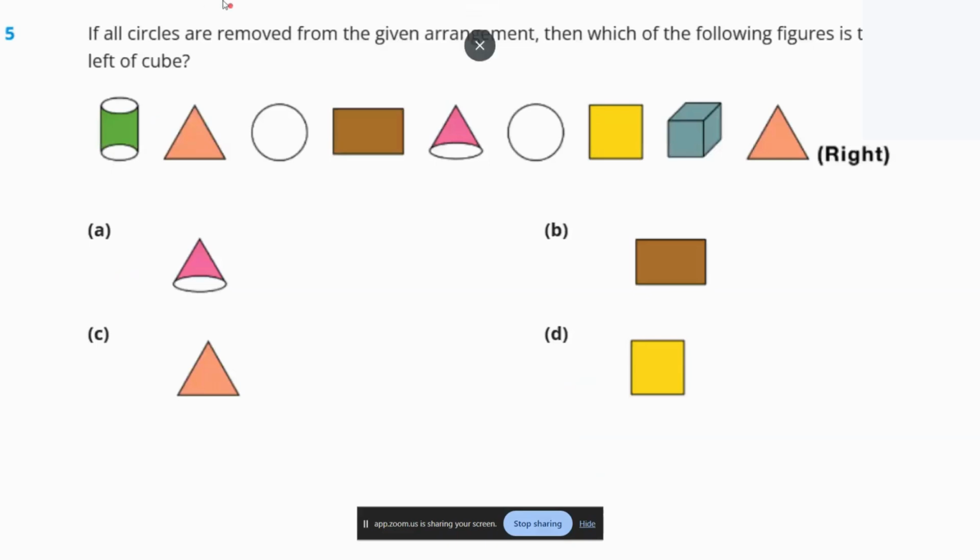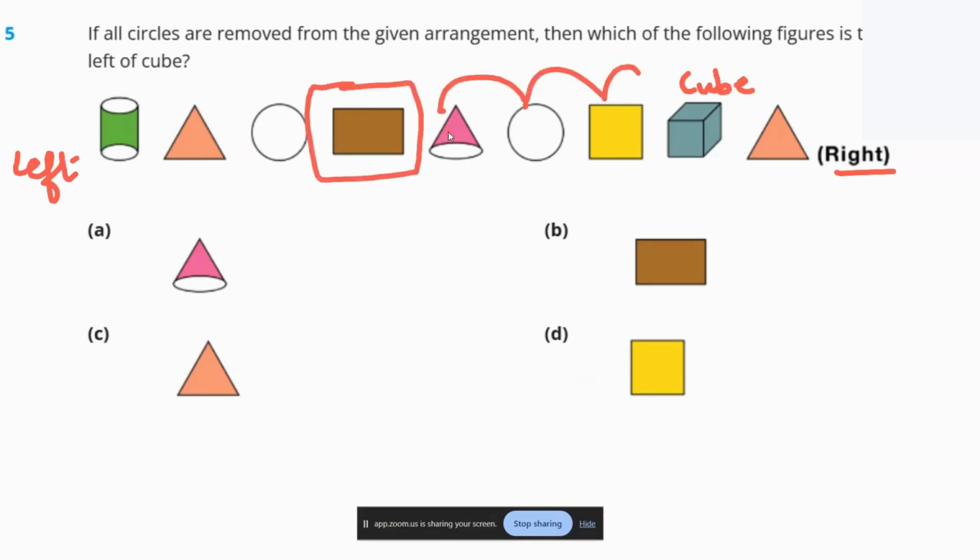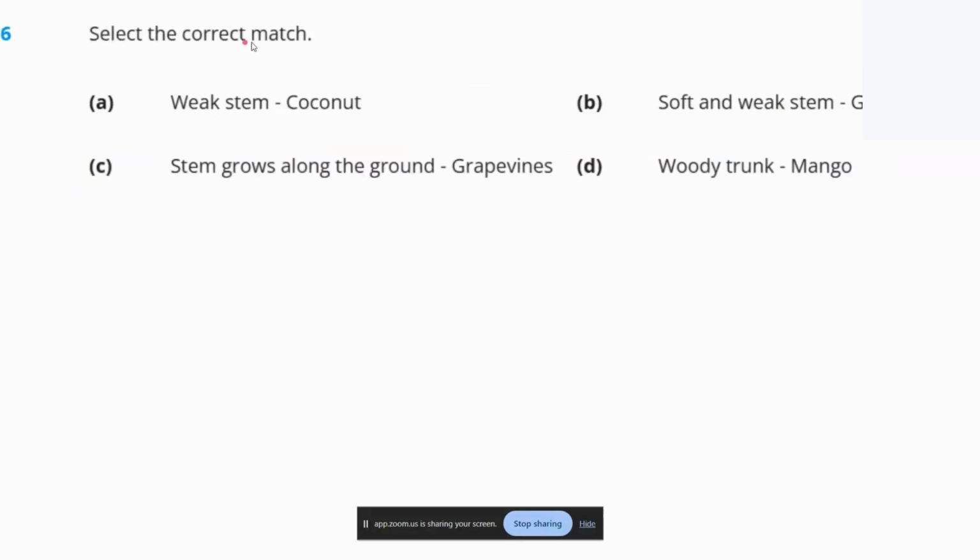Next, if all circles are removed from the given arrangement, then which of the following figures is third to the left of cube? So if this is the right direction, this has to be the left direction. Where is the cube? Cube is here. The third to the left is 1, 2, 3. So this is the picture that is present third to the left of the cube. So option number B is our right answer. It's the rectangle.